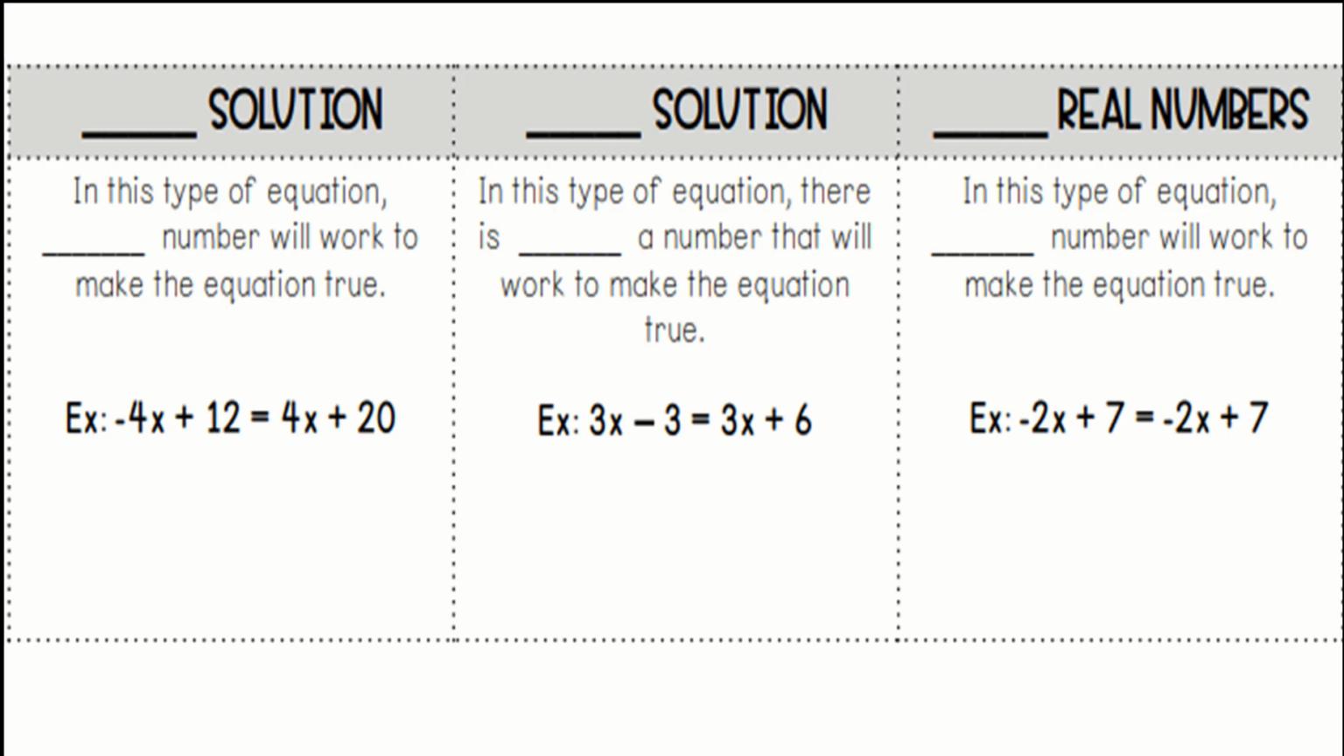All right, so we have 3 different solution types we're going to look at. First one here on the left is when there is one solution. Up until now, that's all the equations you've had. There's been a solution. So in this type of equation, there's only that one number that works.